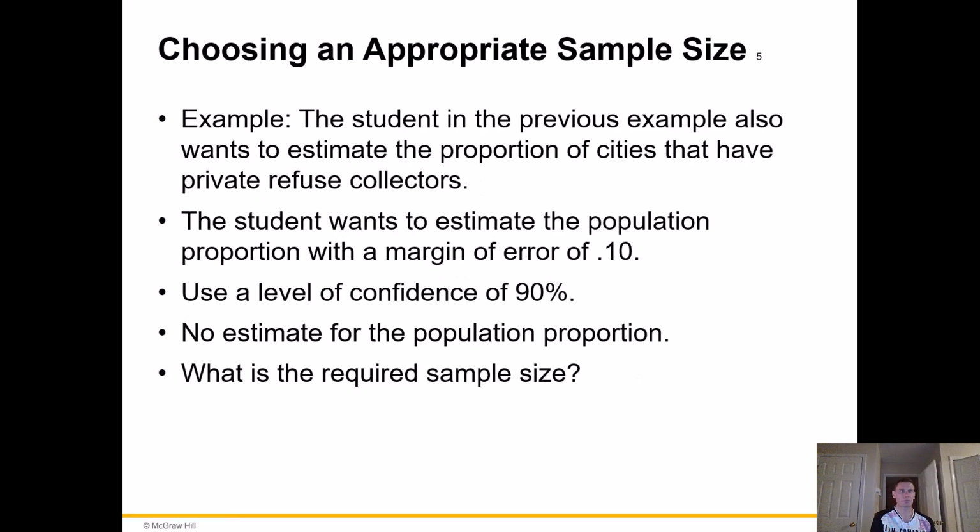As another example, continuing that example, the student in the previous example also wants to estimate the proportion of cities that have private refuse collectors. The student wants to estimate the population proportion with a margin of error of 0.1. Use a level of confidence of 90%, with no estimate for the population proportion, as is normal. So what would be the required sample size in this scenario?